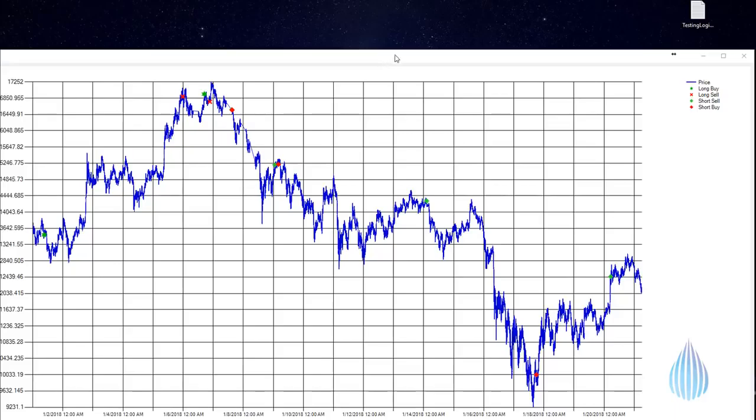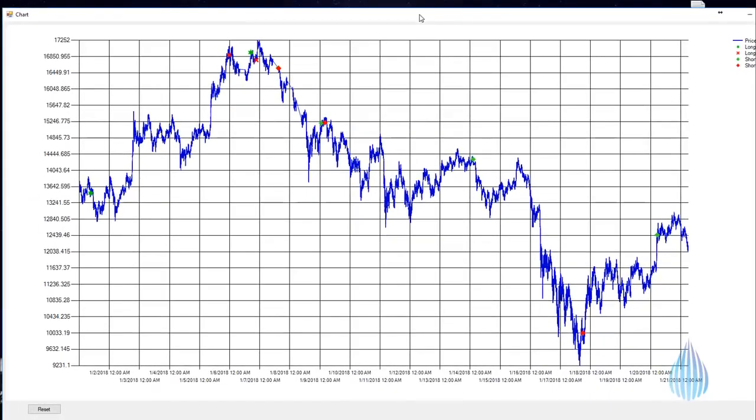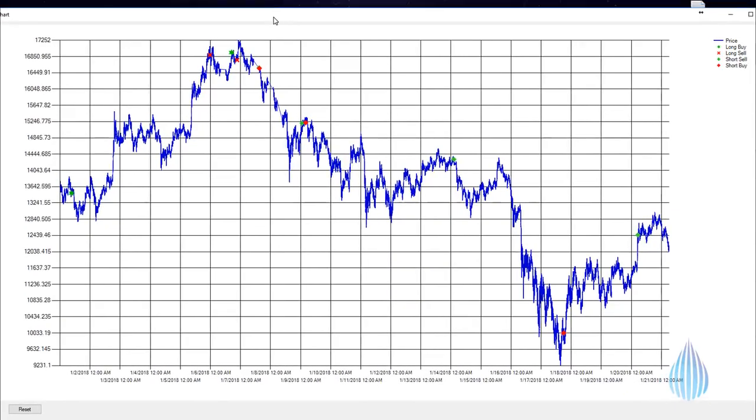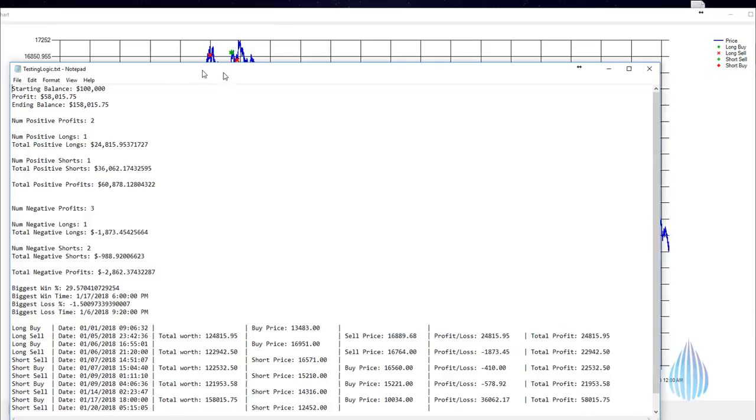And here we have the graph loading up, and this bot was developed in .NET, .NET framework. So I just wanted to point that out there. It was developed in Visual Studio, and that's why we have this ugly chart. It's a Visual Studio form chart. But let's see how it did.